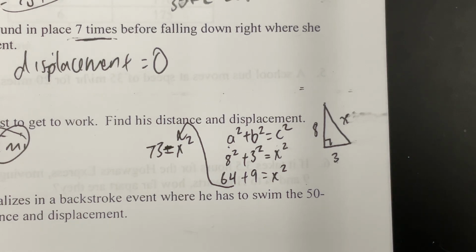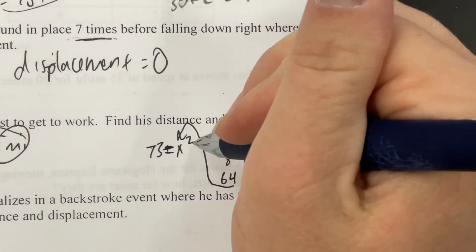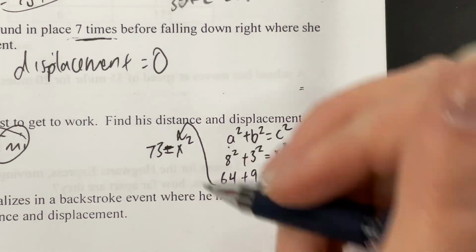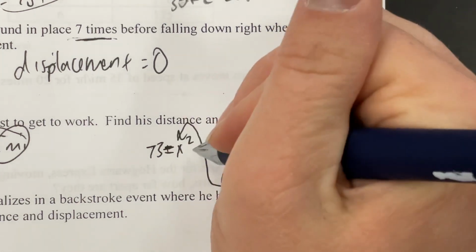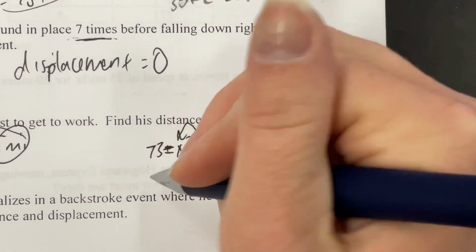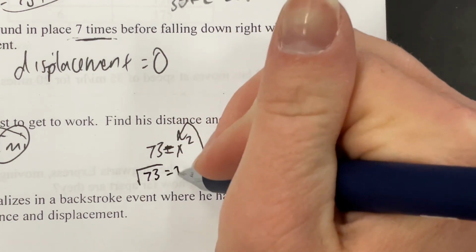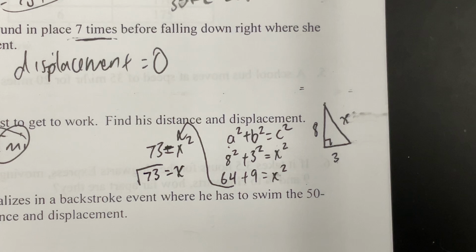Do you guys know what that symbol is? It's the square root. So to undo squaring, its opposite or inverse is square root. So I'm just gonna square root both sides. So when I square root both sides, I'll end up getting the square root of 73 equals X. Okay? I don't know what the square root of 73 is off the top of my head.